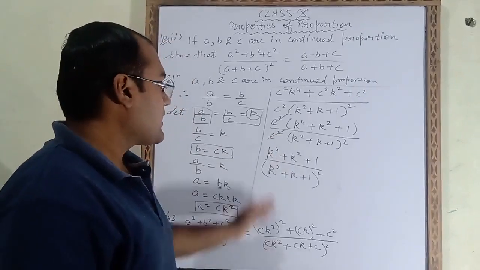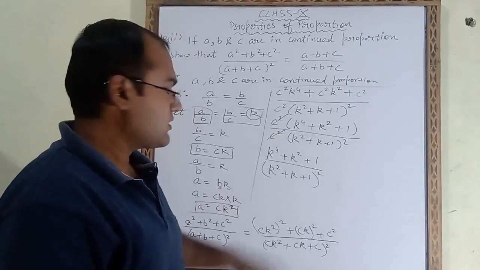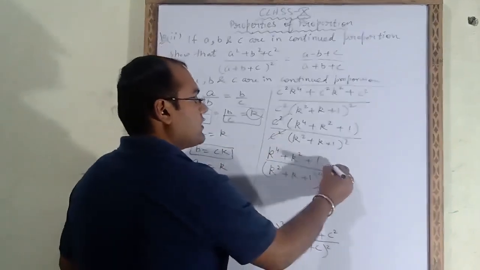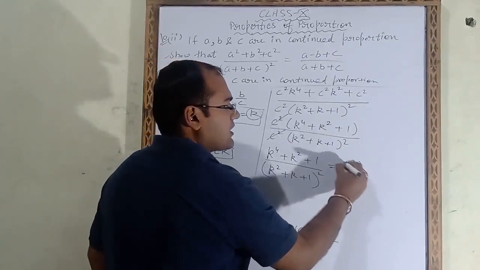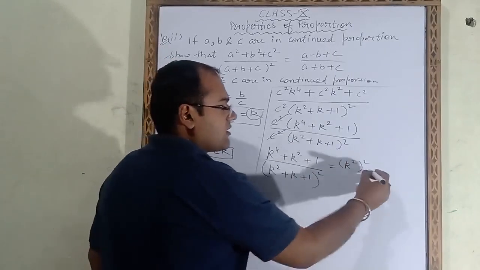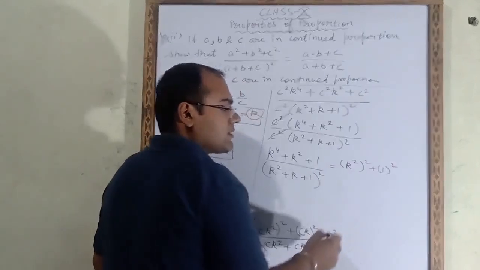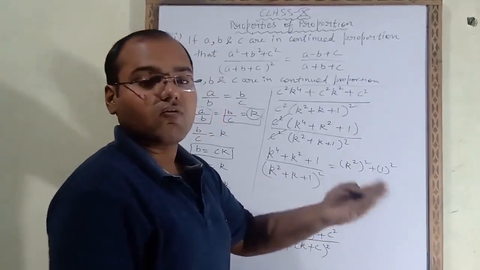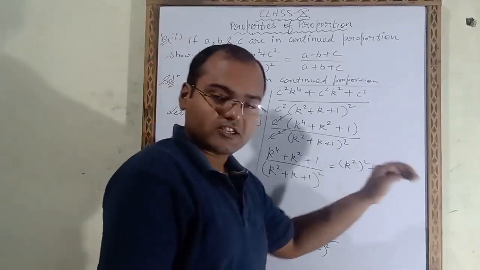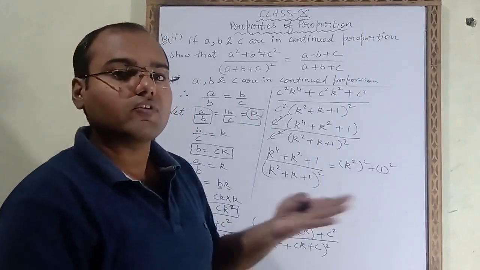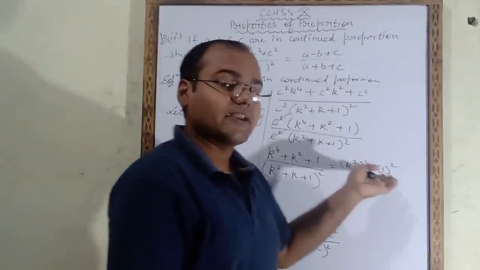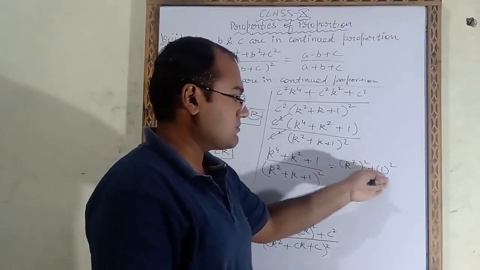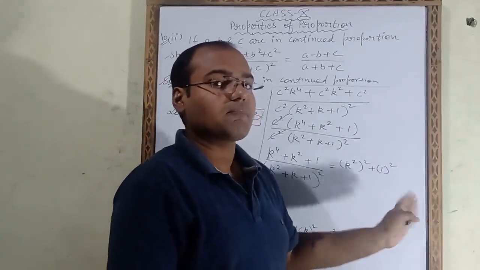Now what you have to do? Here in the denominator whole square is there. So in the numerator also we will make whole square. In order to make it whole square, what do we need? K4 we will write like this, K square whole square. 1 we will write 1 whole square. So this is a square plus b square. Then now what we need? We need either plus 2ab or minus 2ab. In order to make it a formula identity, a square plus b square plus 2ab, or we can make minus 2ab.